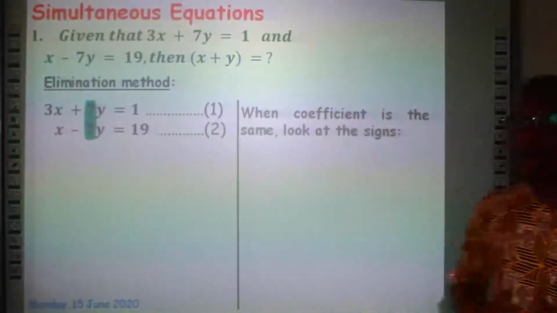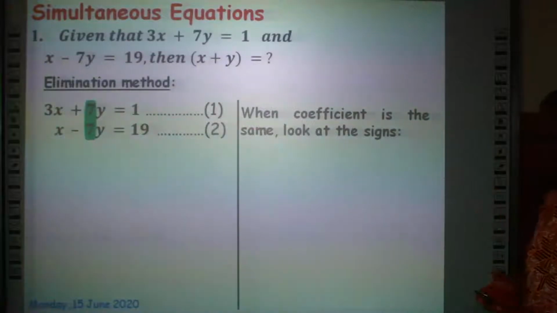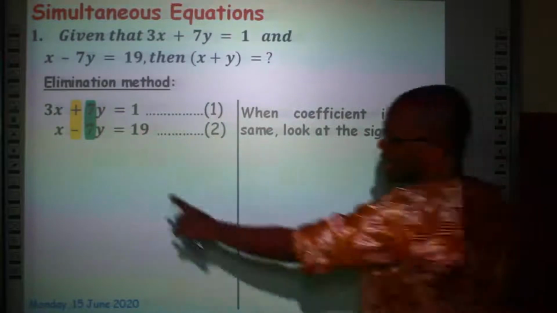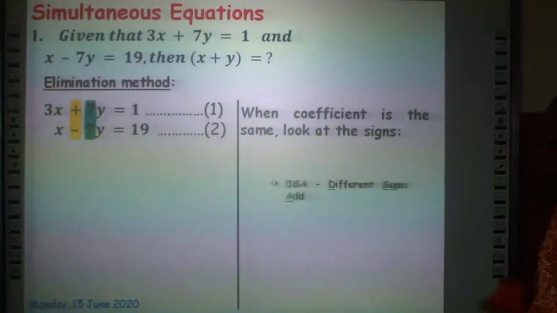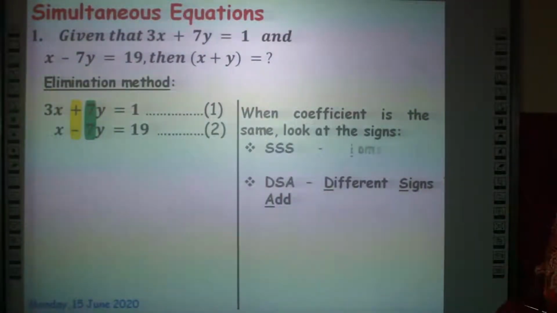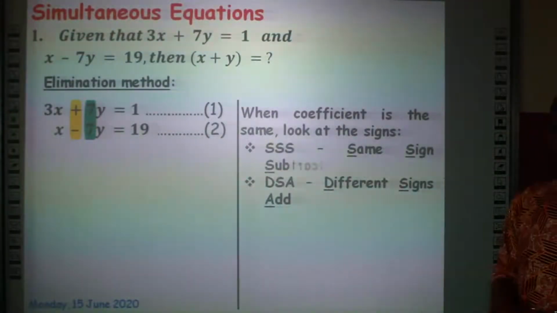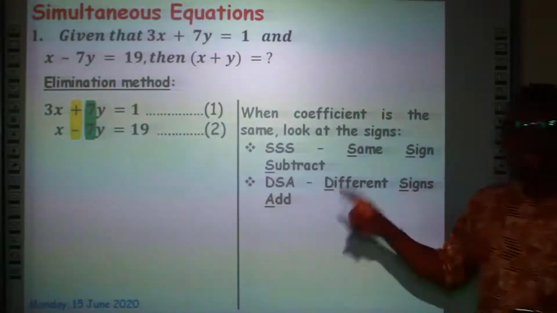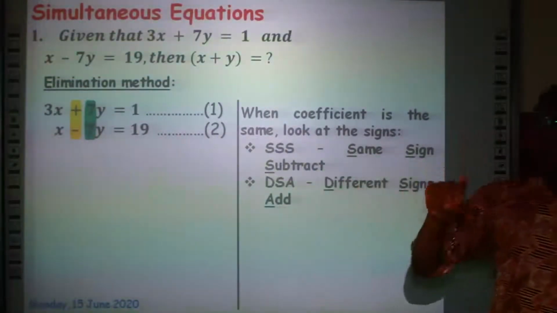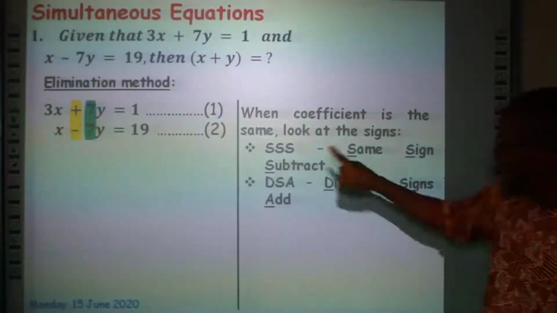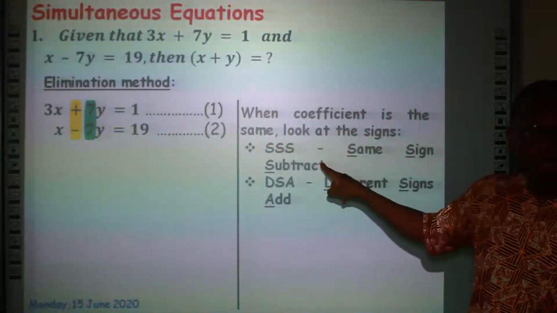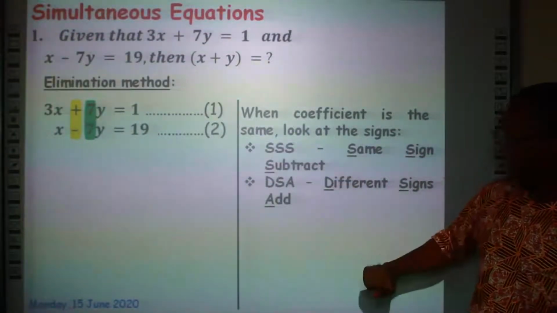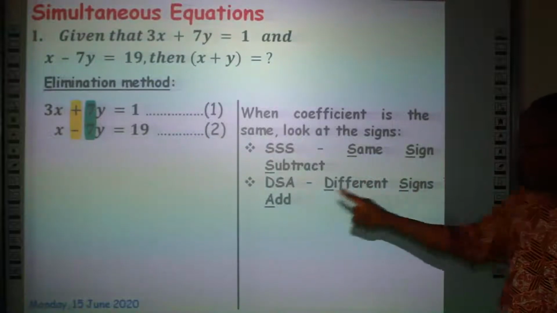Are different. Aha! We have a code here for when the signs are different and when the signs are the same. But obviously here, the signs are different. So when the signs are different, what do you do next? I have some short codes here that can help you remember. You have SSS and DSA. SSS, which is short for same sign, you subtract. DSA, which is short for different signs, you add.